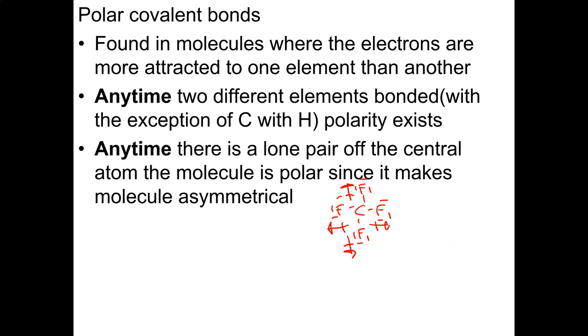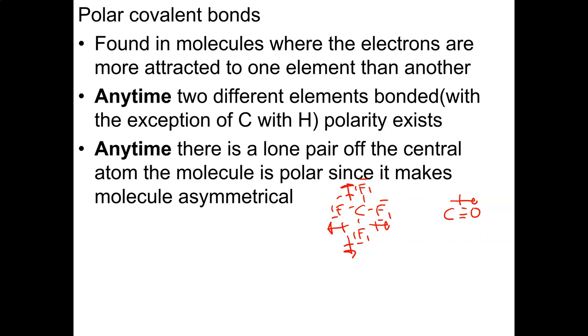Now, that's different than if you have this. If you have this, it's a polar bond, right? Two different elements. And here, the electrons are being pulled toward the oxygen, which is more electronegative. And there's nothing to cancel that out, right? So this molecule is polar. The bond is polar. There's nothing to counteract that. There's no opposite side to do it.